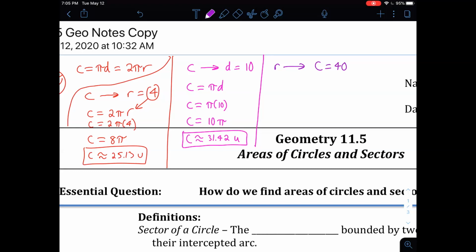So which one am I going to use? 2 pi r, or pi d? I'm going to use C equals 2 pi r, because we want to use the one that has the variable we're looking for. And I'm going to plug in 40 for C, so 40 equals 2 pi r. Now how do I solve for r? This is all multiplied right here. How do I undo multiplying by 2 pi? I'm going to divide by 2 pi.